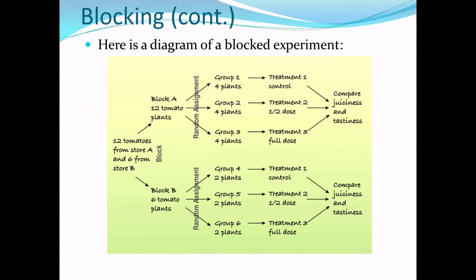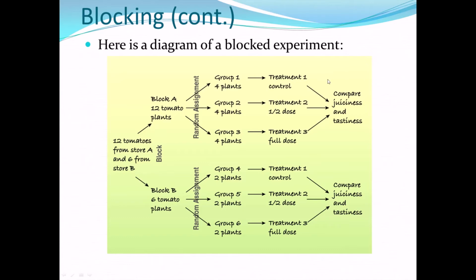See what I'm saying? So that initial blocking split does not take anything random. This is block A for store A. Anything from store A goes in it. This is block B for store B. Anything from store B goes in there. From there, you put random assignment, and then they form groups, and each group gets a treatment, and then you compare how well the fruit performs, okay?